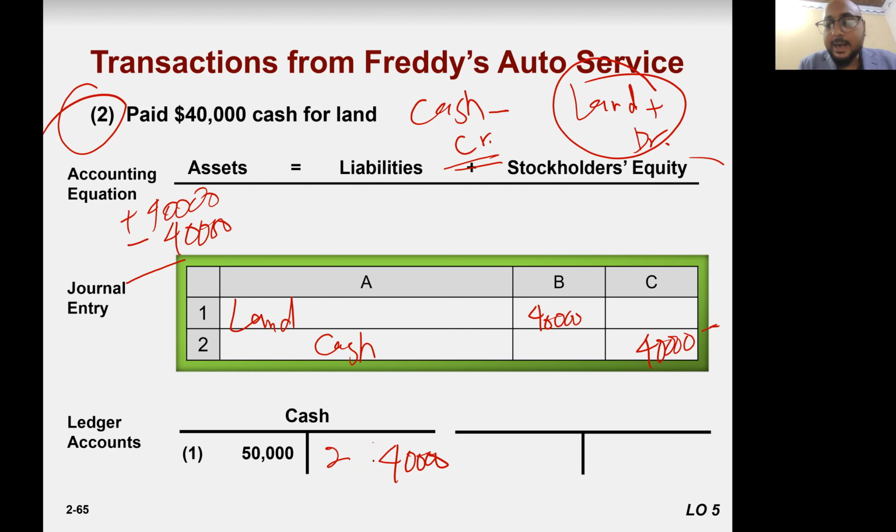Why didn't I write the negative here? Because this is the credit side. Credit side already means decrease. That's why I'm not writing down negative here.